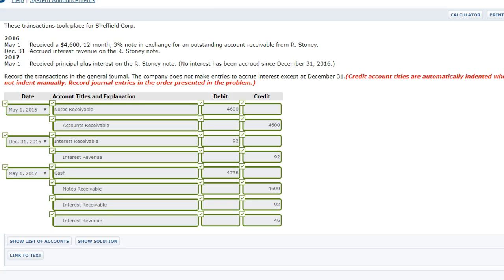For this week, which is found in Lesson 9, Chapter 8, Exercise 11, found in the Wiley Plus homework assignments for this week. The question reads for Exercise 11, these transactions took place for Sheffield Corp.